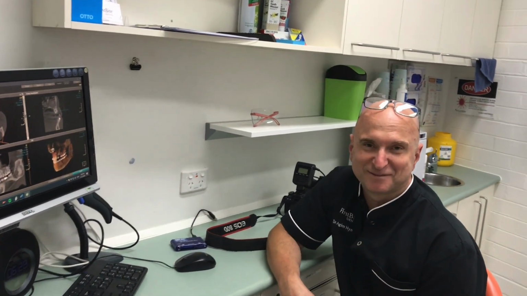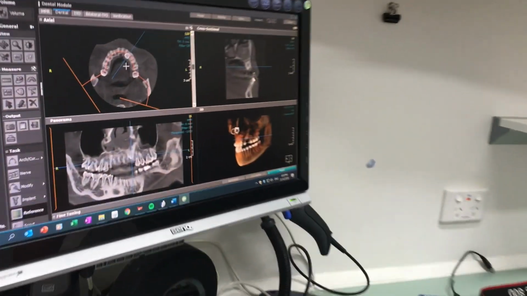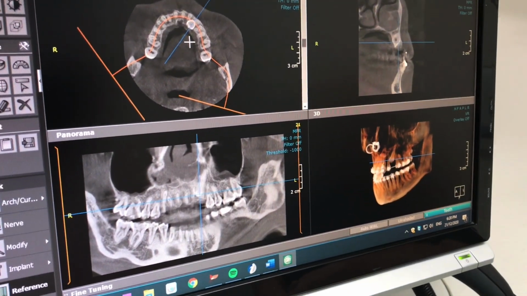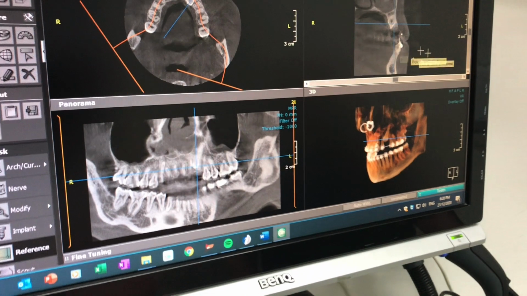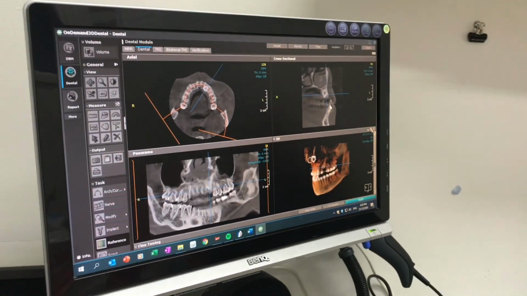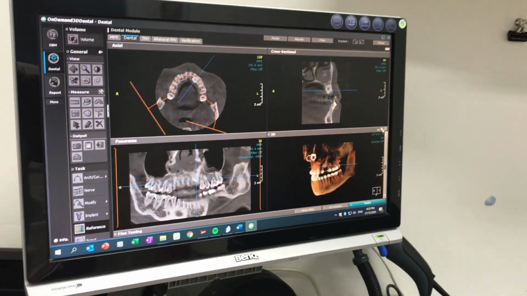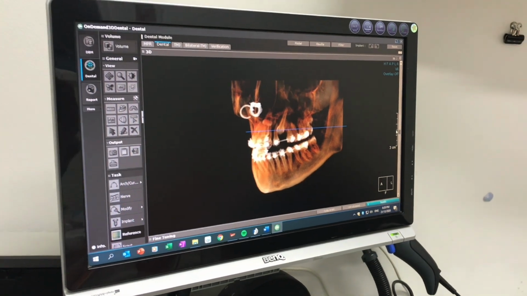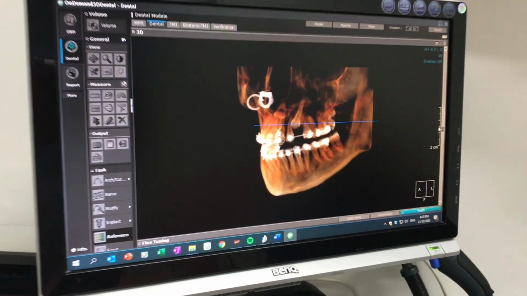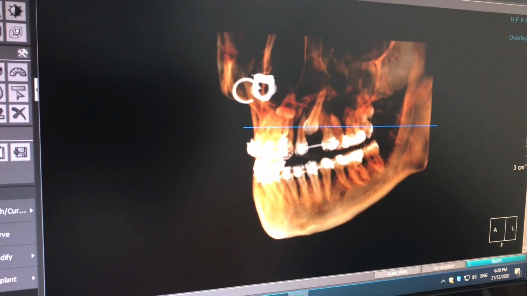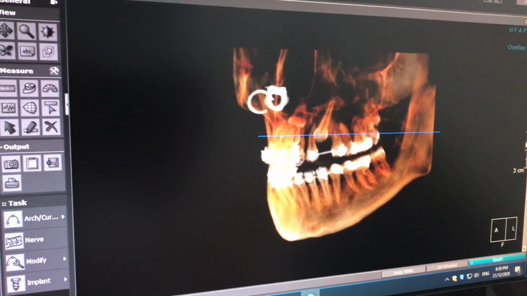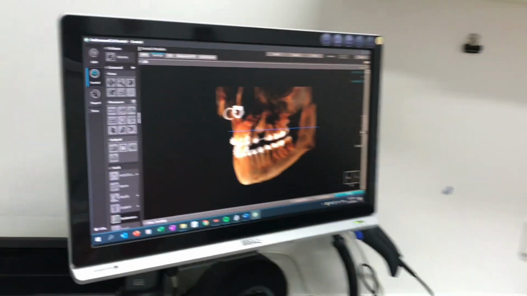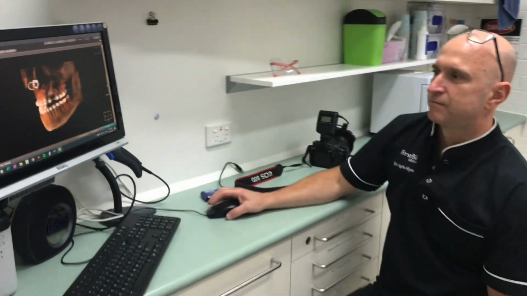I'm good, thank you. Agim's here to show us today a typical case that he would see in the practice of an impacted canine, and this is one of his orthodontic patients. And Agim just wants to talk a little bit about where the 3D has been useful in diagnosing this common trait in orthodontics and how you use it.